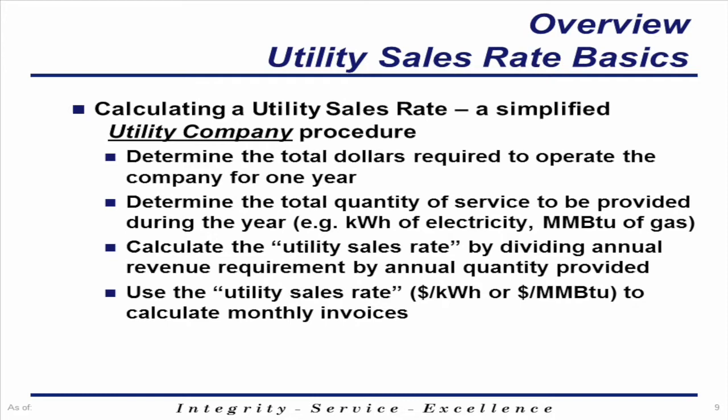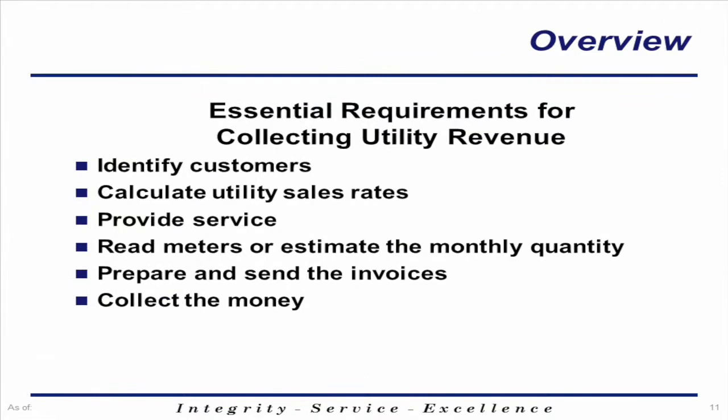After the total dollars and the total units of service for a year are determined, a sales rate is calculated by dividing the annual cost by the annual quantity to be provided. Then, this sales rate, say for example $1 per kilowatt hour, is used monthly to calculate the invoice that's sent to the customer. Let's look at this in a little more detail on the next slide.